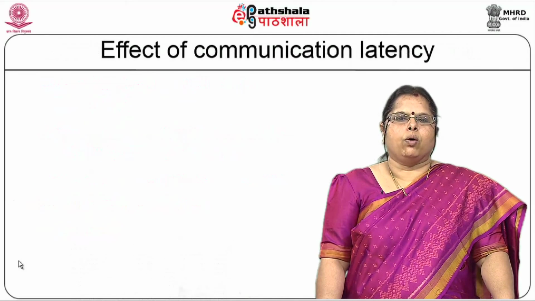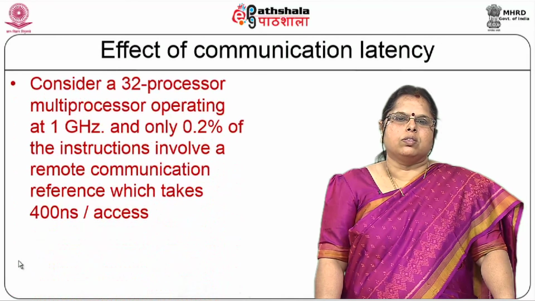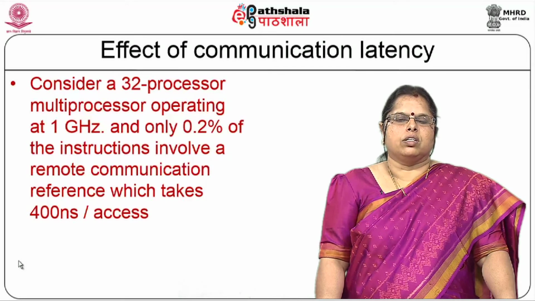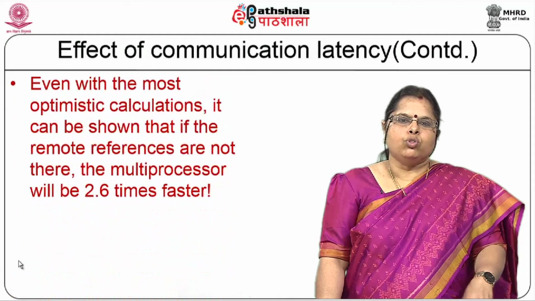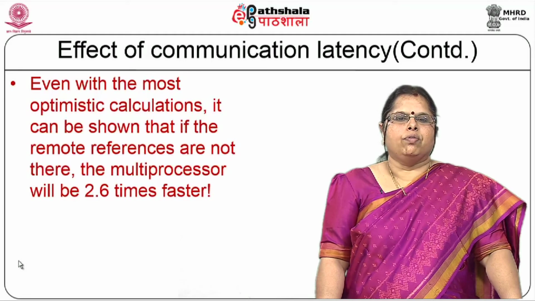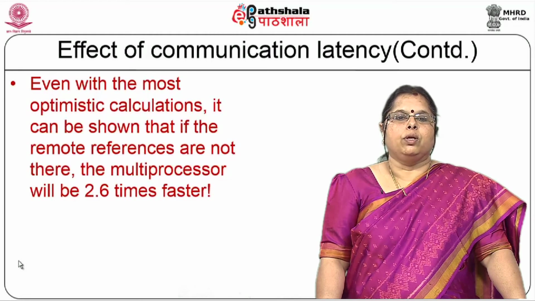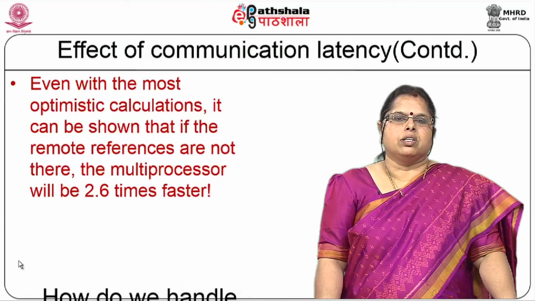So, the second problem is the communication latency. If you consider a 32 processor multiprocessing system operating at 1 gigahertz and only 0.2% of the instructions involve a remote communication reference, which takes 400 nanoseconds per access. In spite of this, you find that even with the most optimistic calculations, if the remote references are not there, the multiprocessor will be 2.6 times faster. So, that shows you the effect of your communication latency.